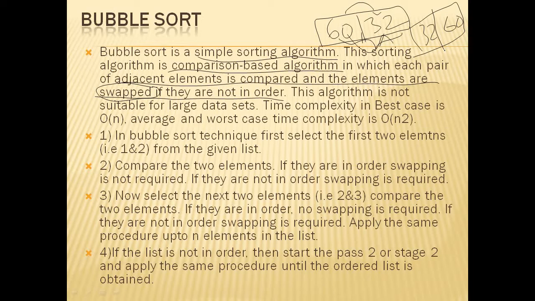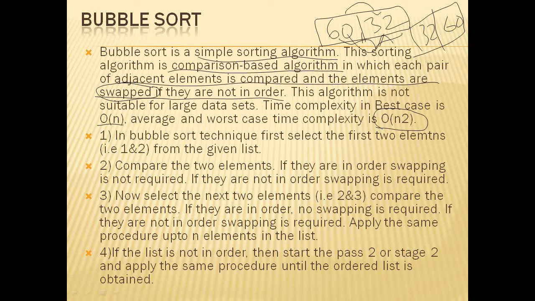Here the time complexity for bubble sort: the best case is big O of n, and the average and worst case is big O of n square. Big O of n square.